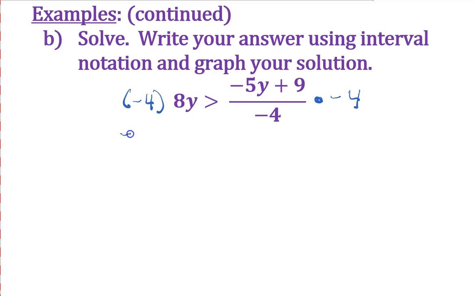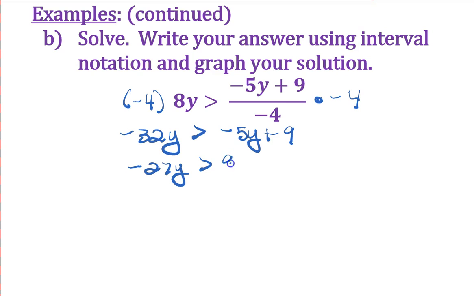So that leaves us with -32y is greater than -5y plus 9. I'll add 5y over to the left and get -27y is greater than 9. Divide both sides by -27, and y will be less than, because I'm dividing by a negative, -1/3.